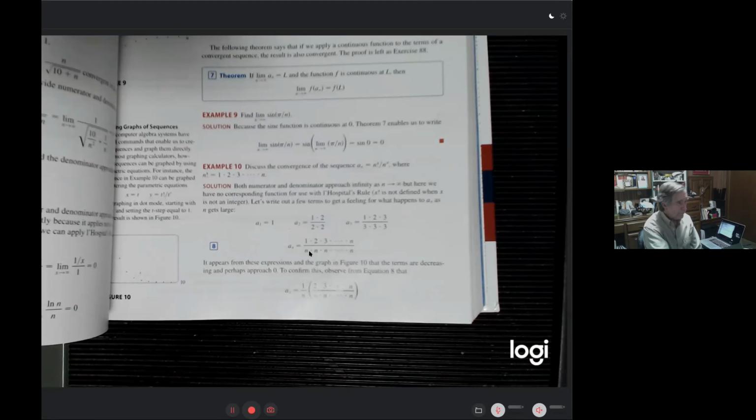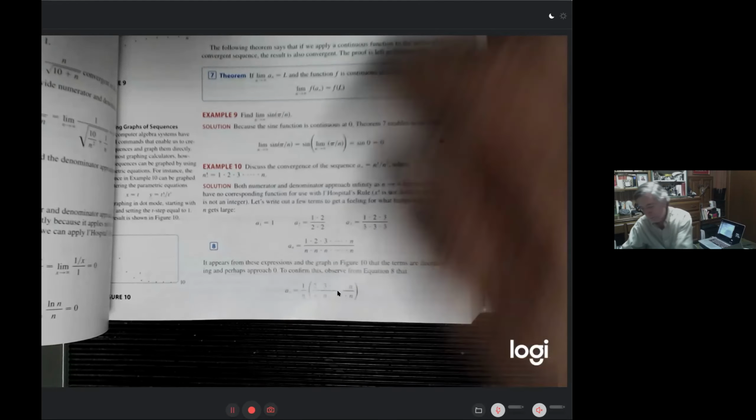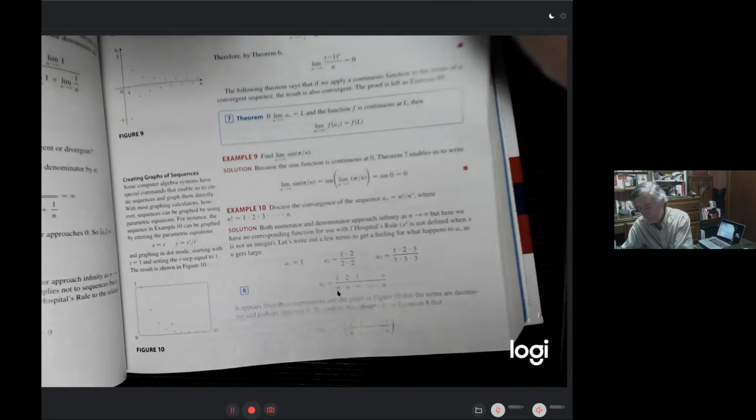If we just group these things a bit like this, then if you notice, this is 1, but all the rest of these things are less than 1. 2 over n, 3 over n, 4 over n, all of them less than 1. So a sub n here is less than 1 over n, because this whole big thing here is less than 1. When you multiply a number by something less than 1, it keeps the inequality. And so I presume on the next page, he's going to say it's less than 1 over n. Let's see what happens on the next page.